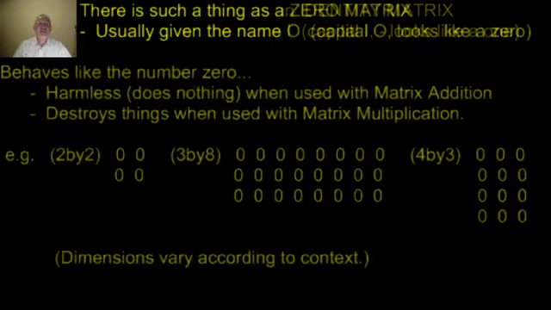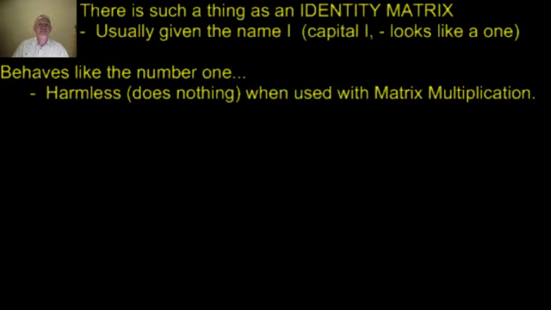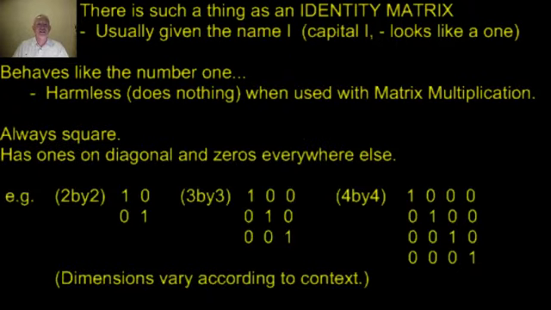Now, the next thing to notice is there's such a thing called an identity matrix, and it's usually given the name I, or capital I, for identity, but it's quite handy because the I looks a bit like the number 1, and the identity matrix behaves a bit like the number 1. If you multiply a matrix by the identity matrix, it doesn't change the matrix that you started with, just like the number 1 won't change a number. If you multiply any number by the number 1, you end up with the number you started with. So it's a pretty harmless sort of matrix if you're going to be multiplying by the identity matrix.